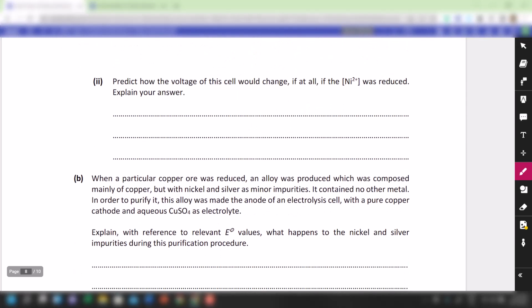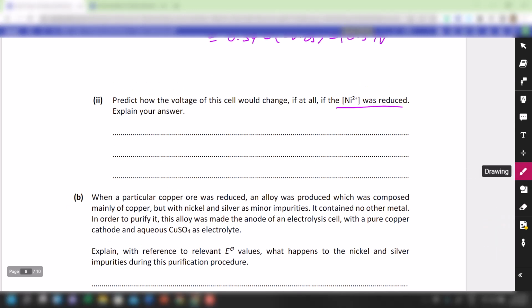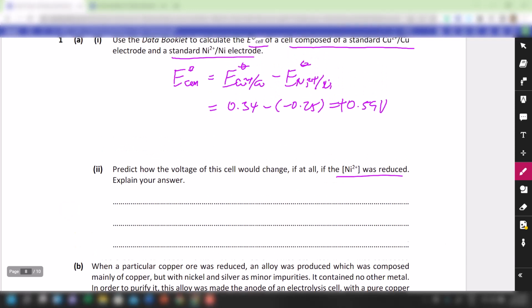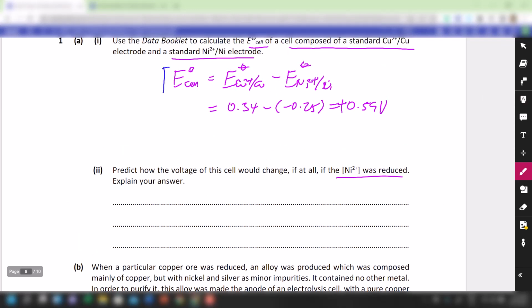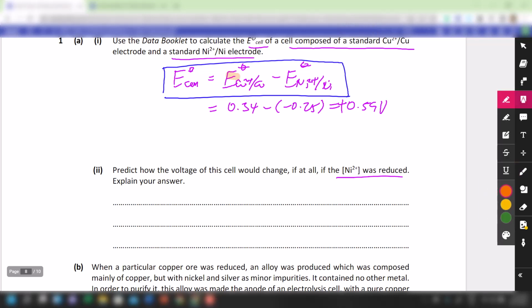Then for A2, predict how the voltage of this cell would change, if at all, if the concentration of nickel 2 in the nickel 2 half cell was reduced, and explain your answer. Of course, I'm going to base my answer on this particular equation which I've written above. In A2, I was only told that the concentration of nickel 2 will be reduced, but I'm not told about the copper 2 copper half cell. So that means I'm able to say that this value will remain constant. Such a conclusion shouldn't be too tall an order.